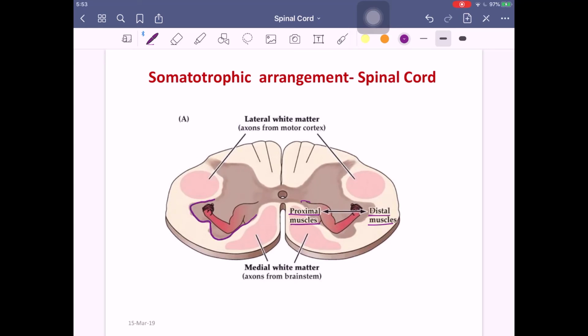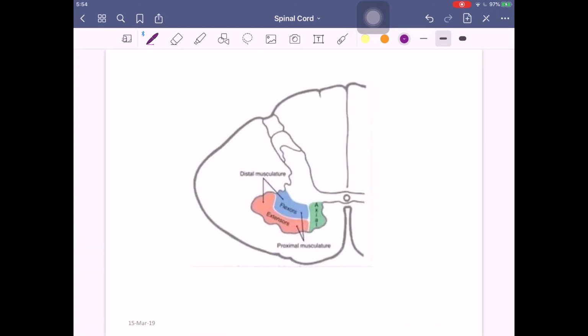If you see from inside to outside, this is the medial part of your anterior horn, and this is the lateral part. In the medial part, you will have your proximal muscle group like your shoulder muscles, whereas the lateral part will have your hand or palm muscles. This is what we call the somatotrophic arrangement. This is the example of your cervical region. The same arrangement you will have in the lumbosacral region, where it is for the lower limb.